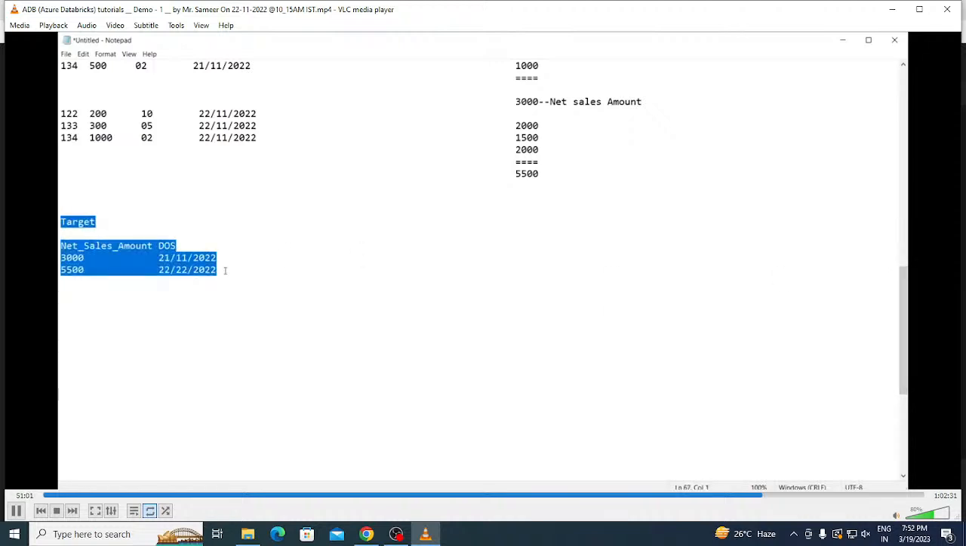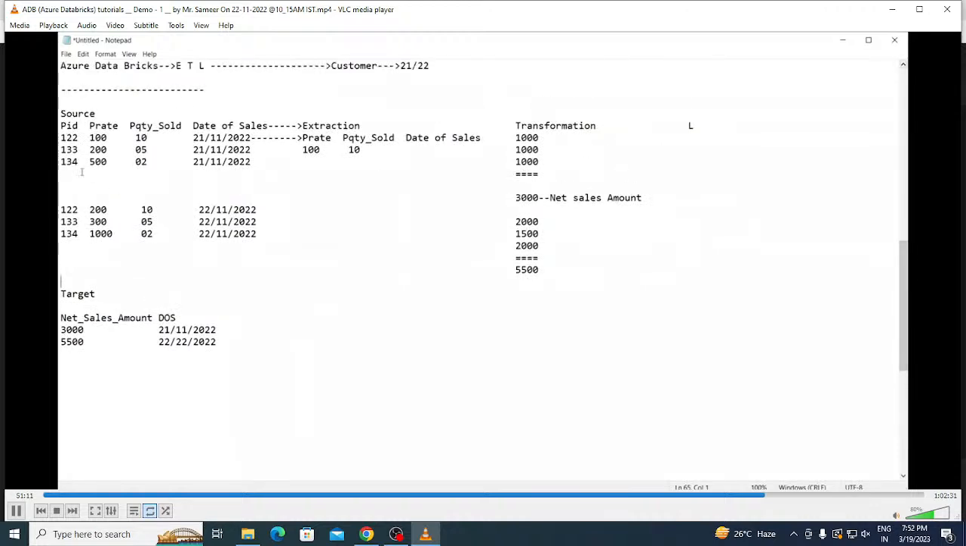Now, can you see here? This entire thing, what have we done? We have transformed this much data. This much data of two tables, I have transformed into one table in a summarized manner. So this data, you can report to the customer, stating that this is the difference of sales between the 21st and 22nd day of November 2022. Am I right, guys? Everyone?